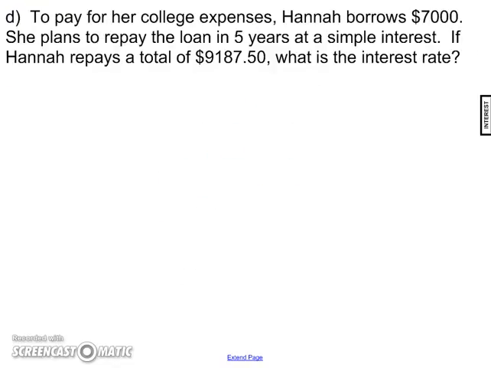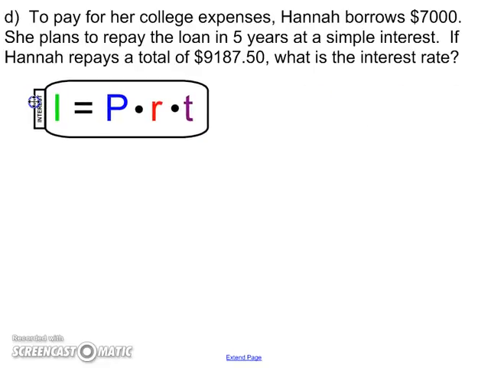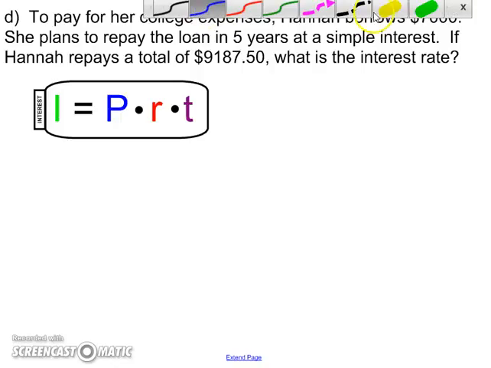To pay for her college expenses, Hannah borrows $7,000. She plans to repay the loan in 5 years at a simple interest rate, using simple interest. If Hannah repays a total of $9,187.50, what is the interest rate? Now this is where we have to be somewhat careful of what we have and what we're given in our formula here.